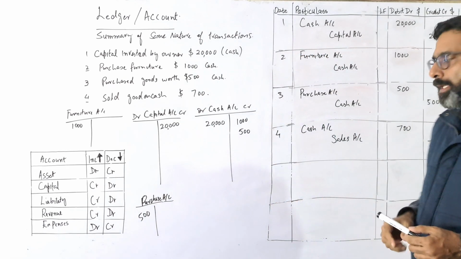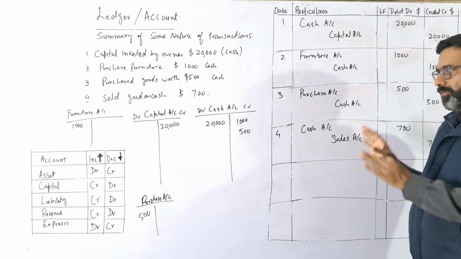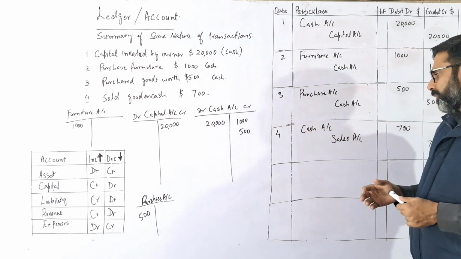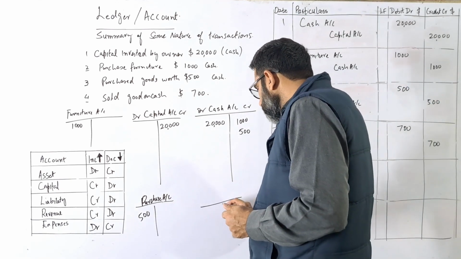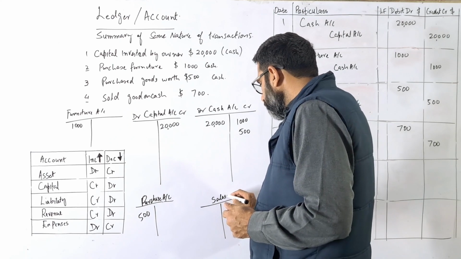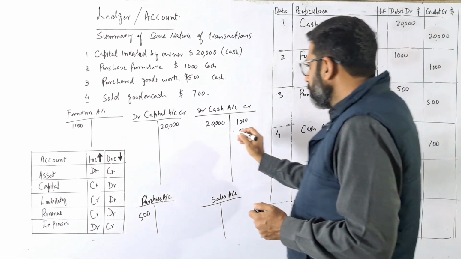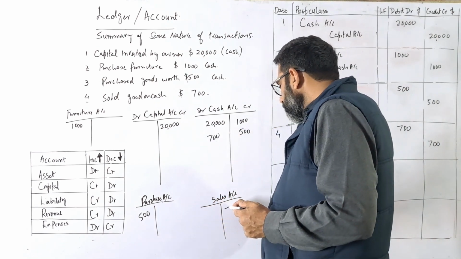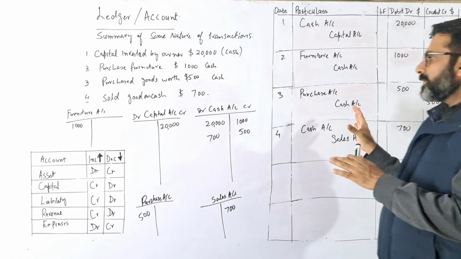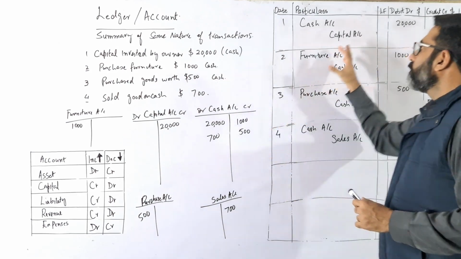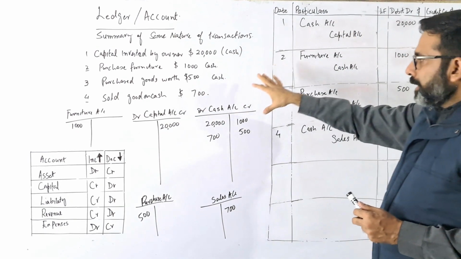And in the last transaction, again we have a cash account that is increasing, so we already have the cash account and we will just transfer, or post, that amount. And then the second one is the sales account, so we will prepare only one new account, that is the sales account or the revenue account. That is $700 on the cash side, and $700 on the sales side. So this is the process of transferring the transactions into the ledgers.